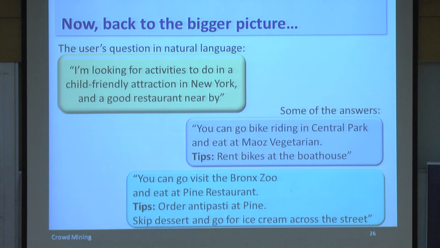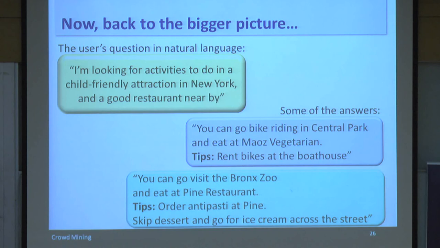Instead, what I want to do is look at the bigger picture. Let's dream a little bit. What would we really want the crowd to do for us? Suppose I'm traveling next week to New York, and I'm going with my kids. So what I want to know before going is I want to find some child-friendly attraction to do with them in New York, and maybe I want to go with them to eat afterwards, so I also want a good restaurant nearby. So this is what I'm looking for.